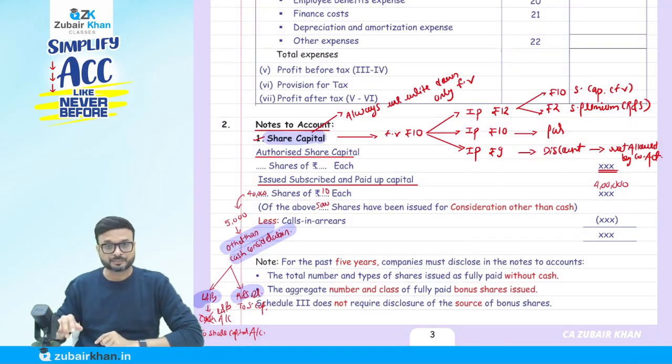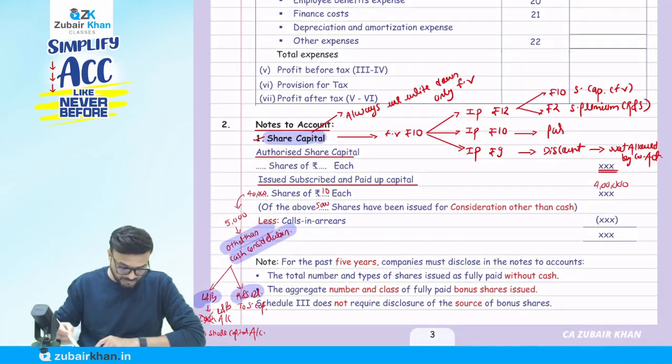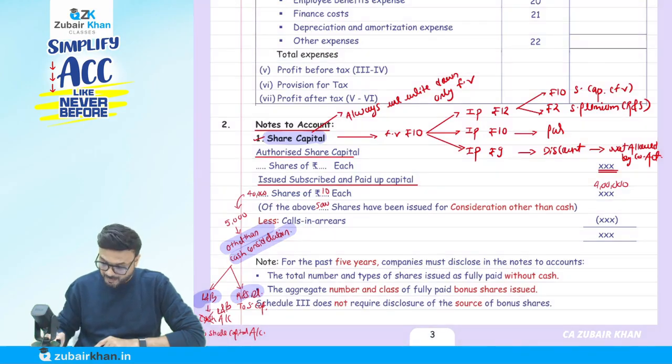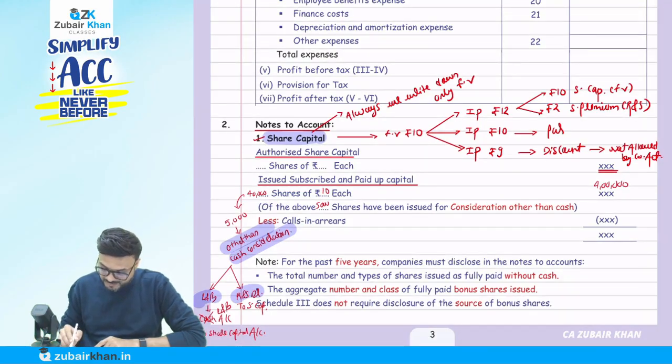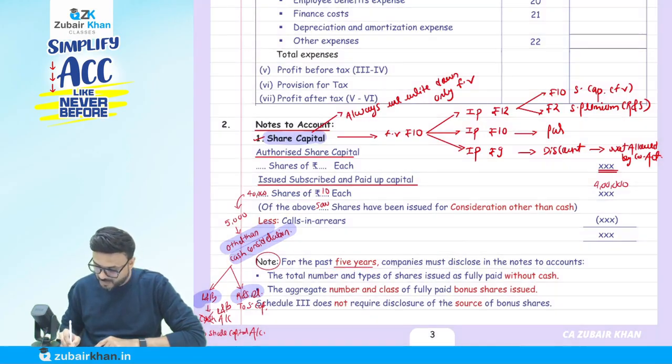Now, I will come to these calls in arrears. Don't worry about that here. But there's one note that I want to discuss with you. They say in the note that for the past 5 years, companies must disclose in the notes to account the total number and type of shares issued as fully paid without cash, and the aggregate number and the class of fully paid bonus shares.